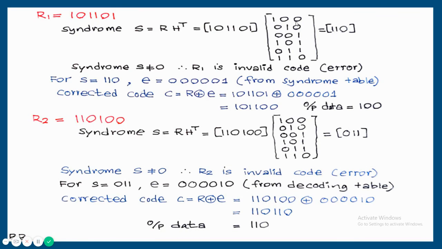Syndrome is 110. Check which row that 110 exists in. So the sixth row is 110. So that is an indication the sixth bit is the error bit. If this is the error bit, then the correct bit will be 0. That is why it is written here 0. 101101 is written here as 101100. Last bit is the error bit. If this is the error bit, the correct bit will be 0.